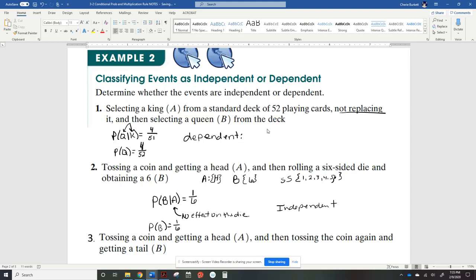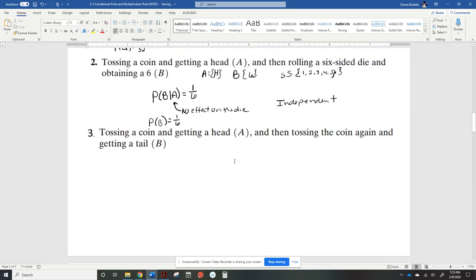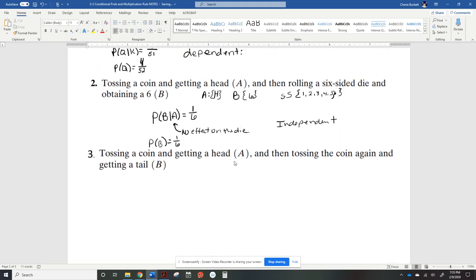Next, tossing a coin and getting a head, and then tossing a coin again and getting a tail. Well, you might be thinking, hey, we're tossing coins now, but it doesn't matter. A is being defined to be landing on heads, and B is being defined again to land on heads. But once we flip a coin, it doesn't matter what the outcome is. We flip that coin again, we still have a 50-50 chance. The sample space is still going to be heads or tails.